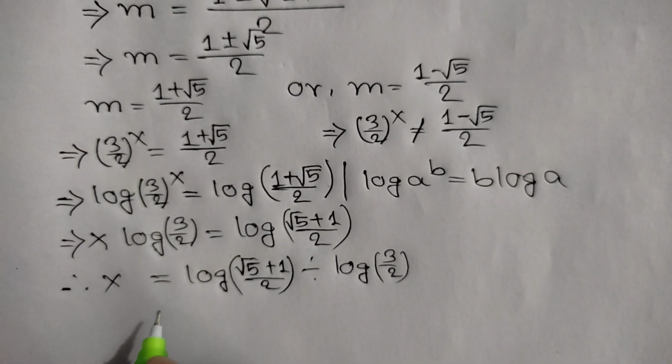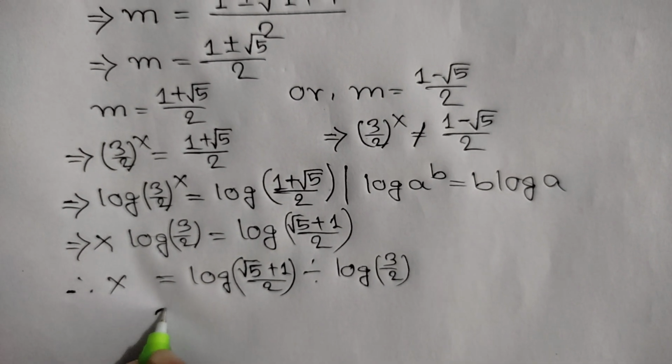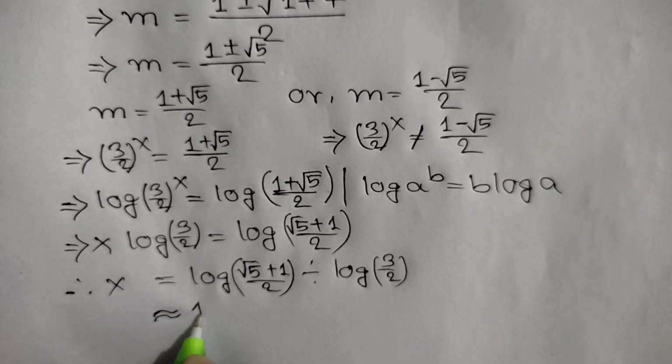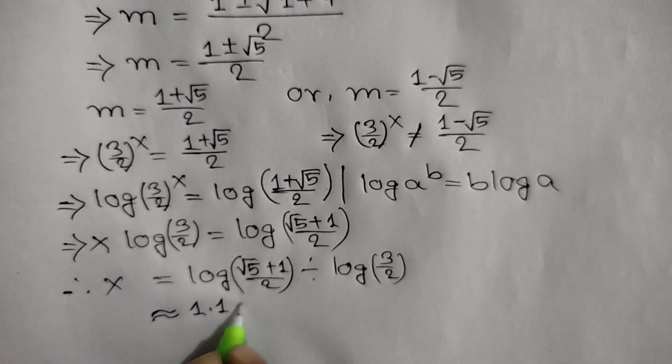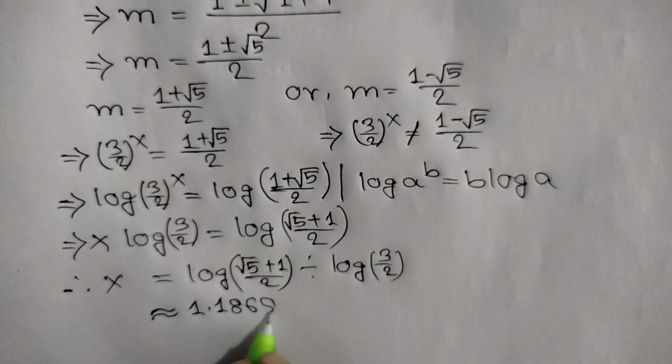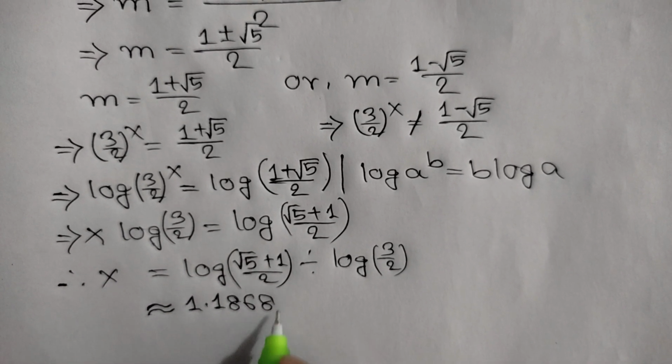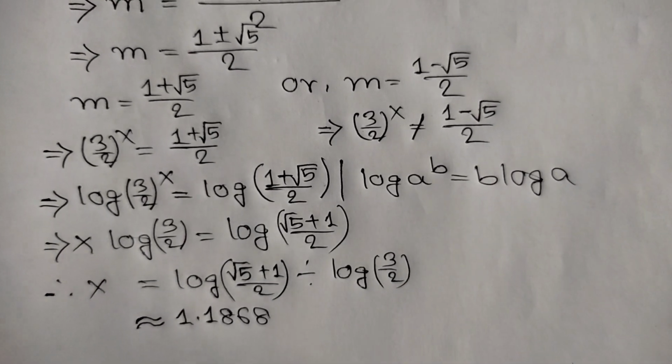Here we can use a calculator. The approximate value of x we will get is 1.1868. So the approximate value of x is 1.1868.